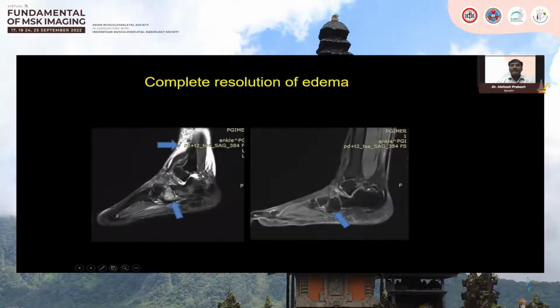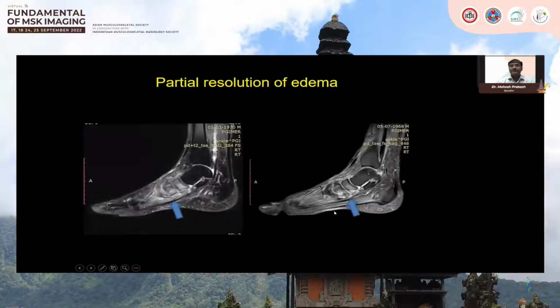Here you can see an acute Charcot arthropathy in the acute stage, and after offloading, you can see there is a complete resolution of the edema. However, in this case, after offloading, the follow-up MRI still shows some edema in the bone as well as in the soft tissue.